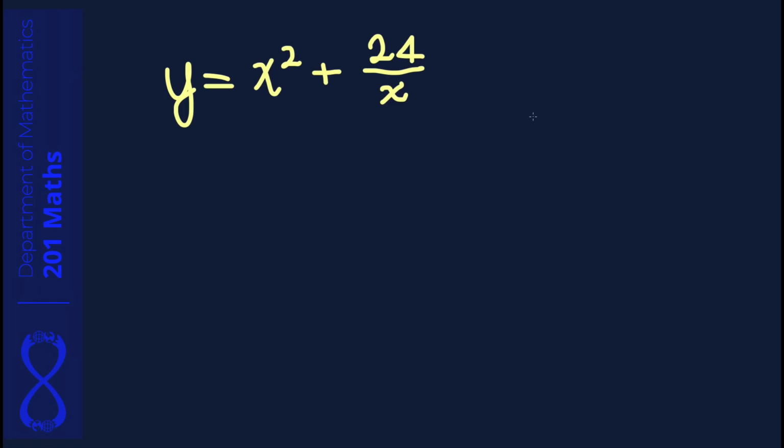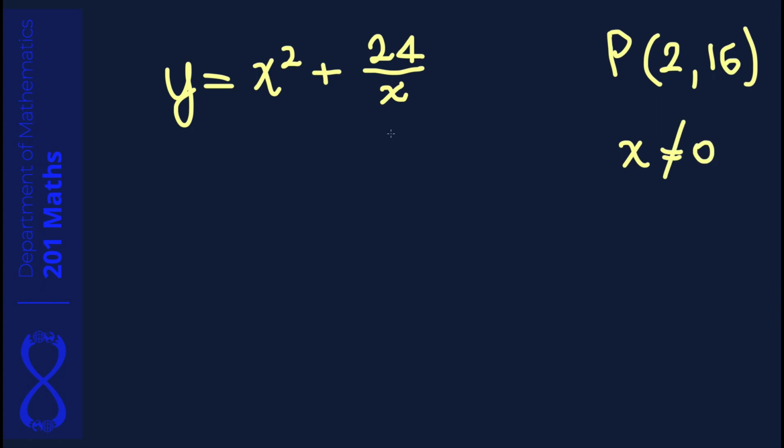We have an equation for which we have to find the gradient at the point where x equals 2 and y equals 16. And we are also told that x is not equal to 0. If x was equal to 0, this here would be undefined.